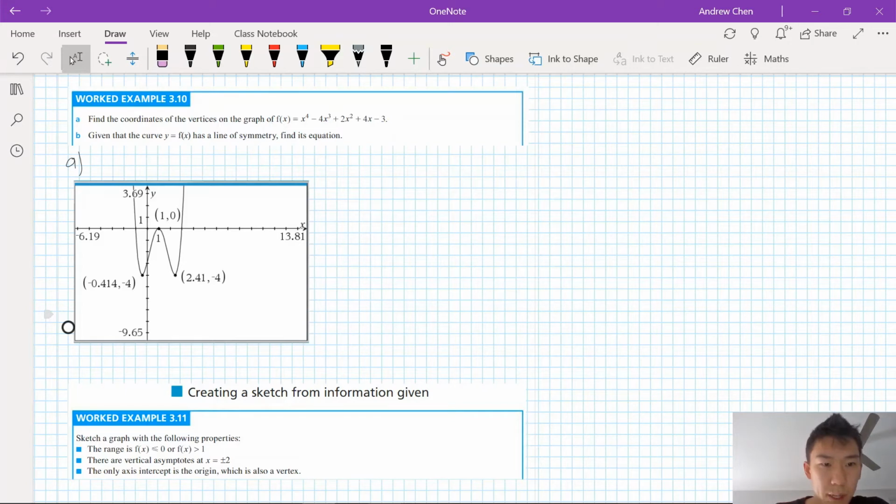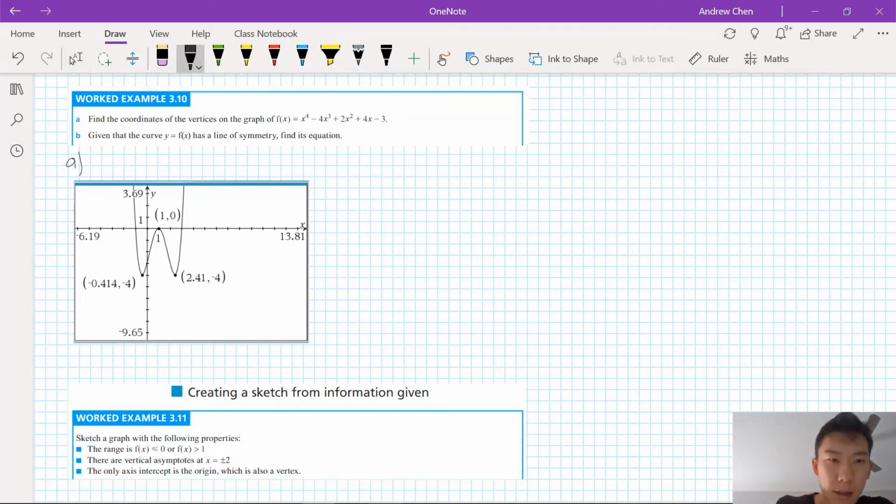So we can see that the vertices are the following. I've labeled them, so just go into Tools, Analyze Graph, Max and Min. Alright, that's what vertices mean. And use the calculator to help you find them.